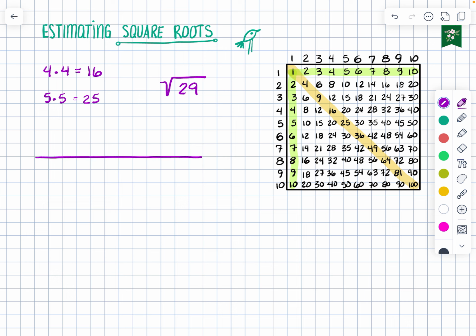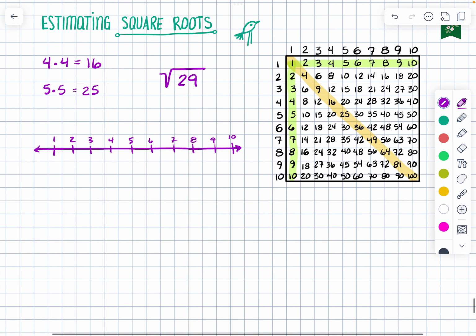I like to draw out a really quick number line. It will take a little bit of time to do this, and it's going to save you a lot of time when you're doing your work. I think I've got, let's see, 1, 2, 3, 4, 5, 6, 7, 8, 9, and 10.